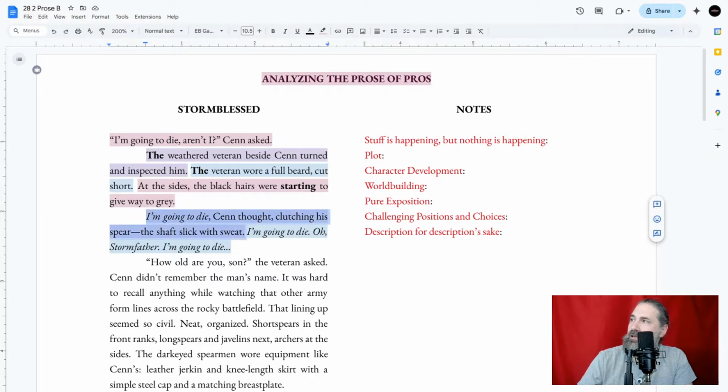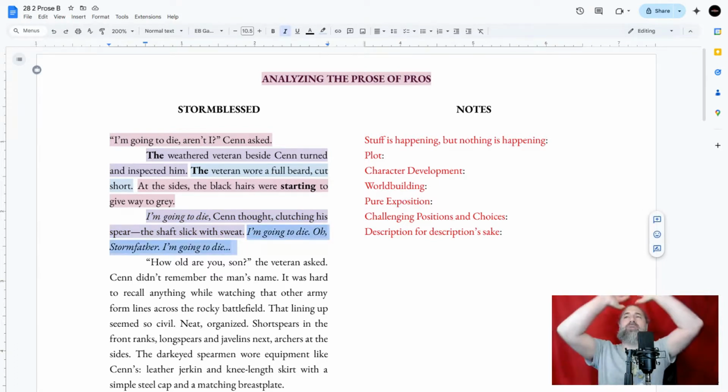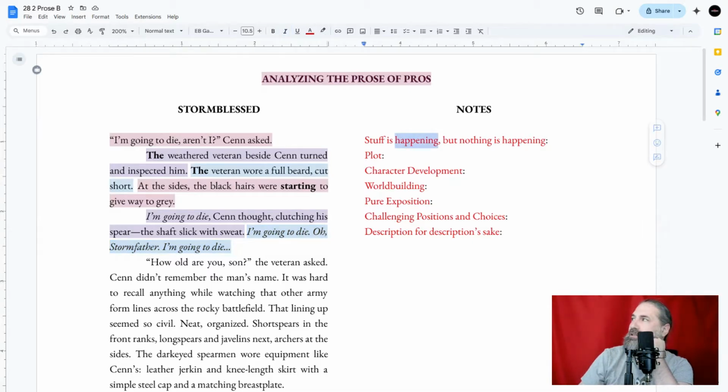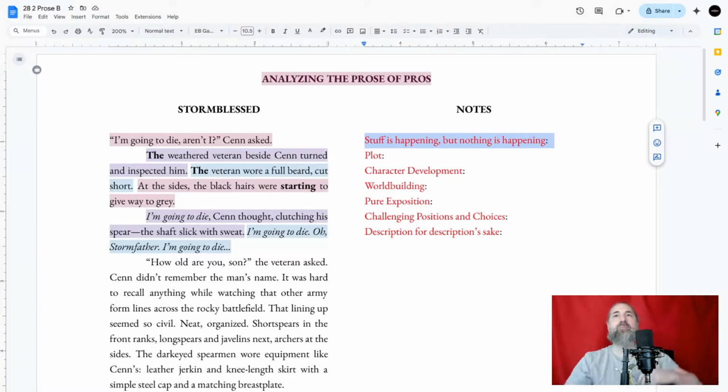Then this is "I'm going to die." This is more plot, but it's also character. And then this is plot, character, and world building. So there's an example of all 3 in there. It doesn't fall under the "stuff is happening, but nothing is happening" category. Why? Because it's through the story, or the POV, of the character. Remember, a narrative is made of a plot and story. Plot is what needs to happen no matter what, and story is how it unfolds emotionally through the character and a character's experience, their choices, and their positions.